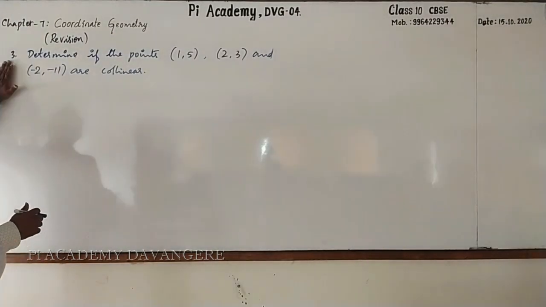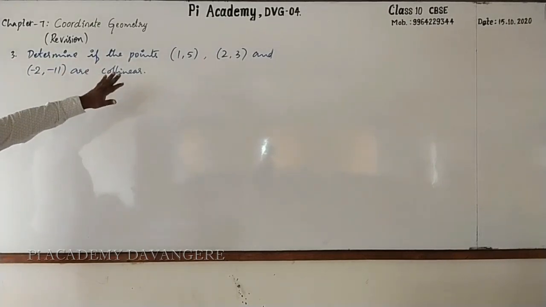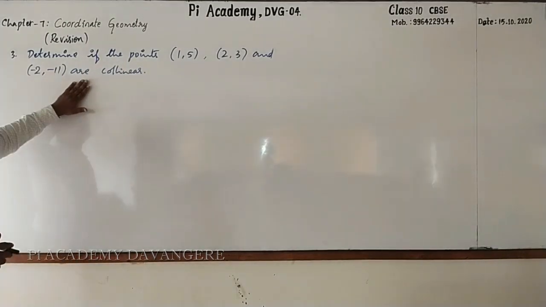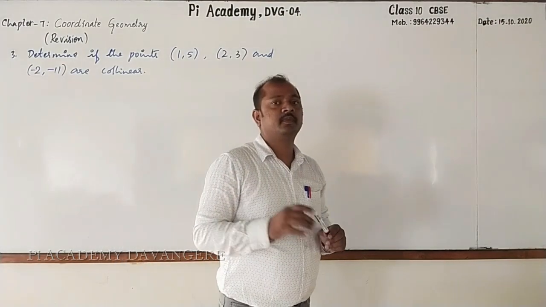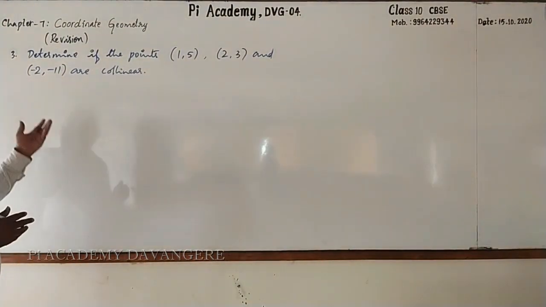Dear students, please go through this one. This is very important. Determine if the points (1, 5), (2, 3) and (-2, -11) are collinear. Dear students, here how many points are given? Only 3 points. Very simple.